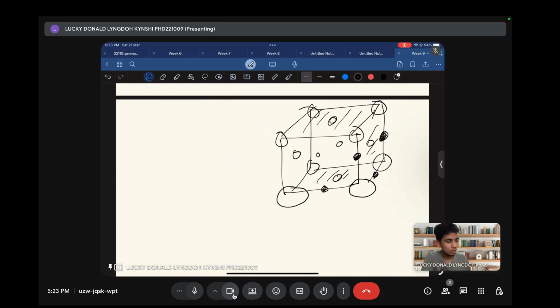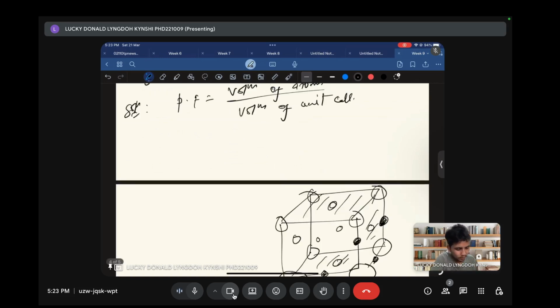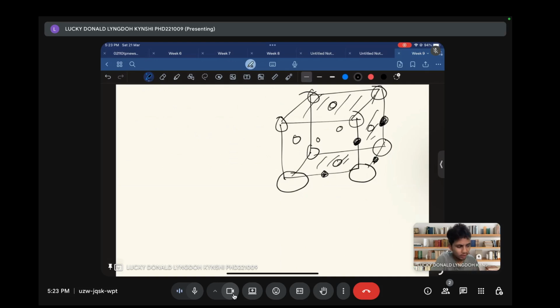Just remember that your NaCl is arranged in the face-centered cubic structure. NaCl is face-centered cubic. So that is how it should be. Now if I try to find out how many atoms there are in this unit cell, you have to find out how many atoms are in there.